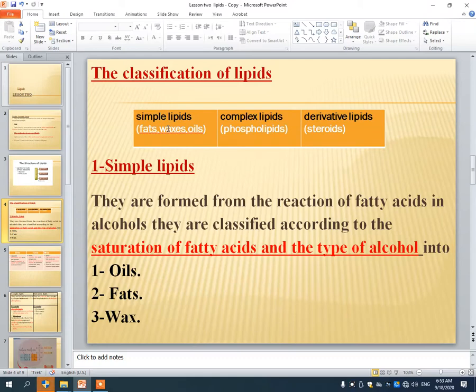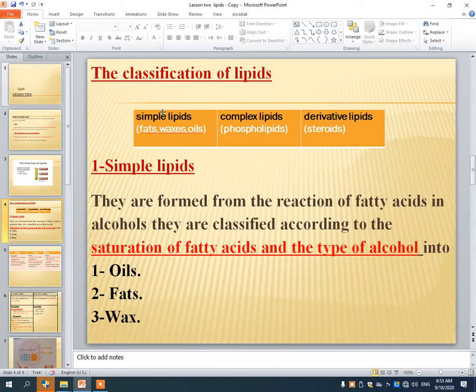The word saturation means what? It means the amount of hydrogen. The more hydrogen we have, the more saturated the compound becomes. More saturated means it becomes solid. Less hydrogen means less saturation, or unsaturated, and the compound will be liquid. So a solid compound is a saturated fatty acid, and it has a large amount of hydrogen.